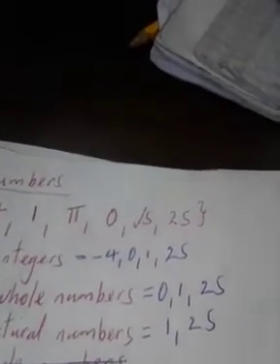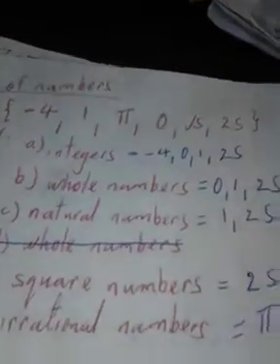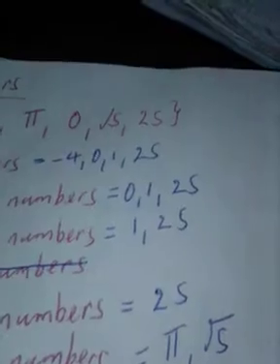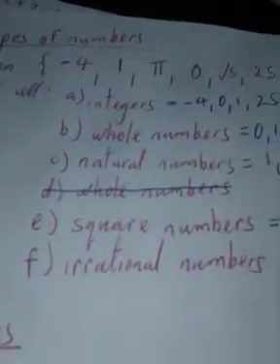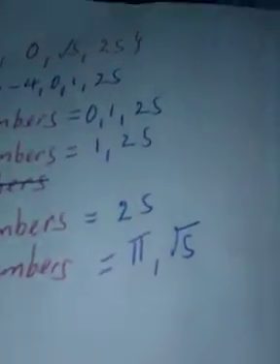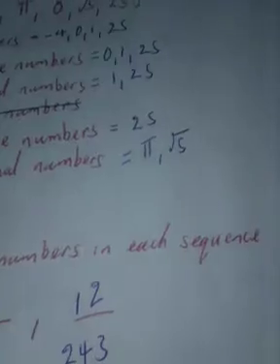Natural numbers is how we naturally count: 1, 2, 3, etc. Square numbers: 5 times 5 is 25, so 25 is a square number. Irrational numbers are pi and square root of 5. All right? Write the next two numbers in each sequence.